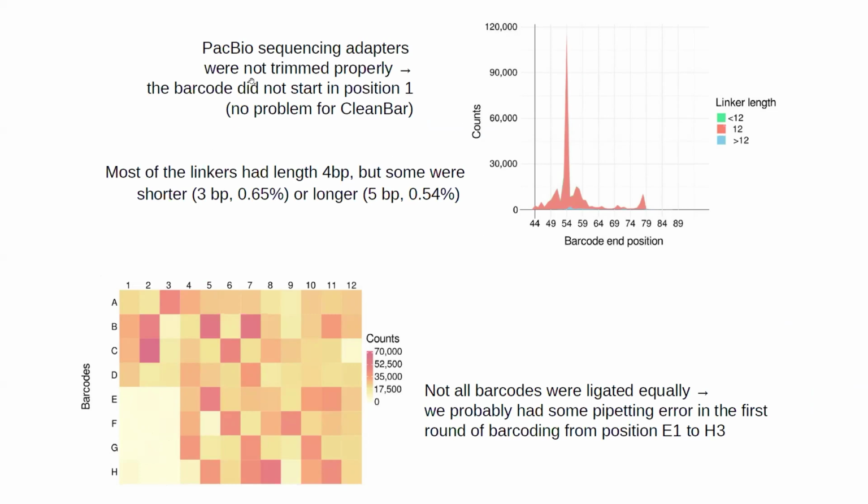Here we also, as mentioned, could reveal that not all the sequencing adapters were trimmed properly. So the barcodes did not start at position 1 of the read, but actually this is not a problem for our program. And most, actually 99 point something percent, of the linkers were of length 4 base pairs. So this is as expected. There are some very few errors, maybe also due to sequencing, where some were just 3 base pairs or 5 base pairs, but really not a problem. So this was also very satisfactory.